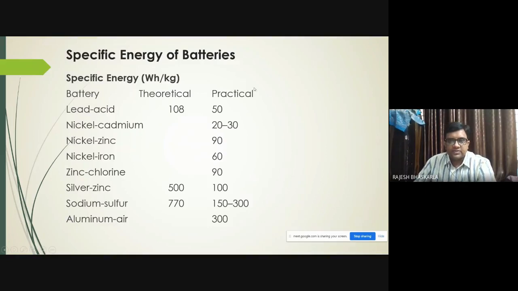Okay, so out of this, which is the least one? Out of all this, which is the least one? Nickel cadmium. Yeah, nickel cadmium is the least. Then comes the lead acid battery. Okay, right.